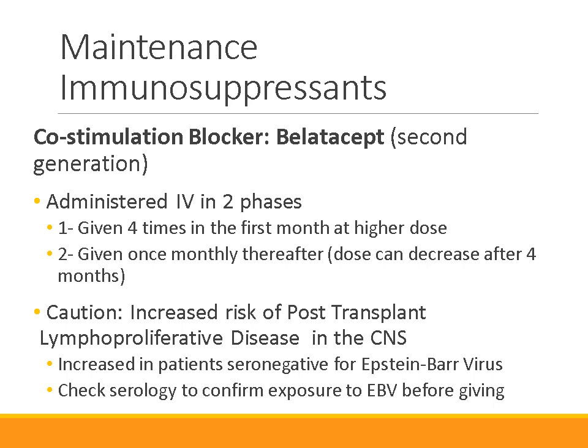Belatacept is given intravenously in kind of two phases. Initially, it's given more frequently at a higher dose, and then long-term, it's given intermittently at lower doses. So textbook recommendation is that during the first phase, it's given 4 times in the first month at a higher dose, and then after that, it's given once monthly, and that starting at 4 months, you can give it at a lower dose.